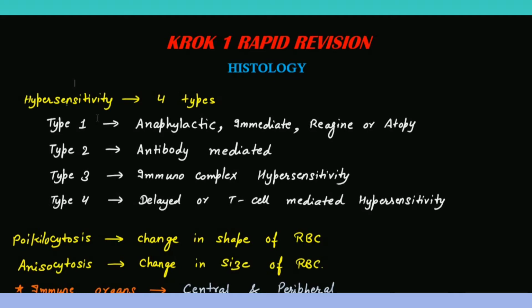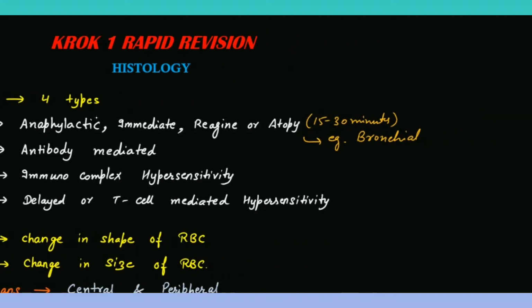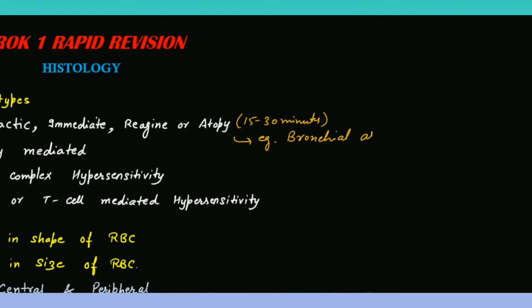So type 1 hypersensitivity is known as anaphylactic, immediate, reagenic or atopic, because it occurs very quickly, like 15 to 30 minutes. That's why it's called immediate or anaphylactic. And what are the examples of this? Examples like bronchial asthma, and further we have urticaria.